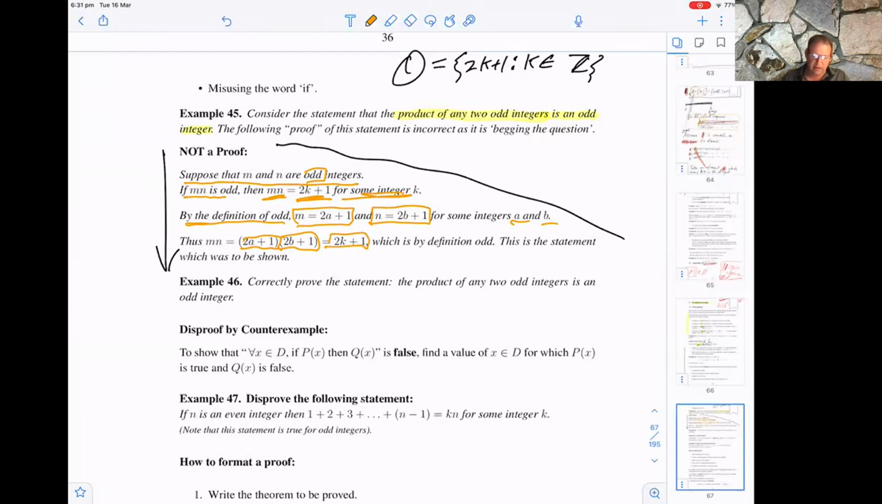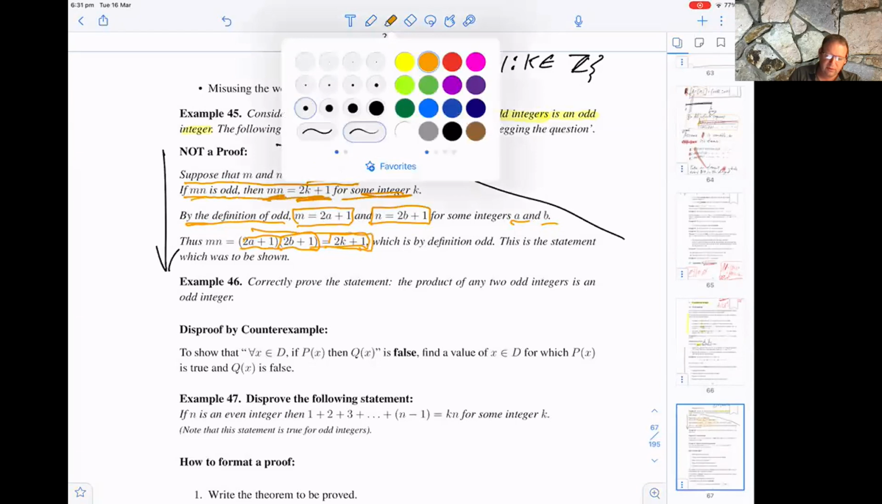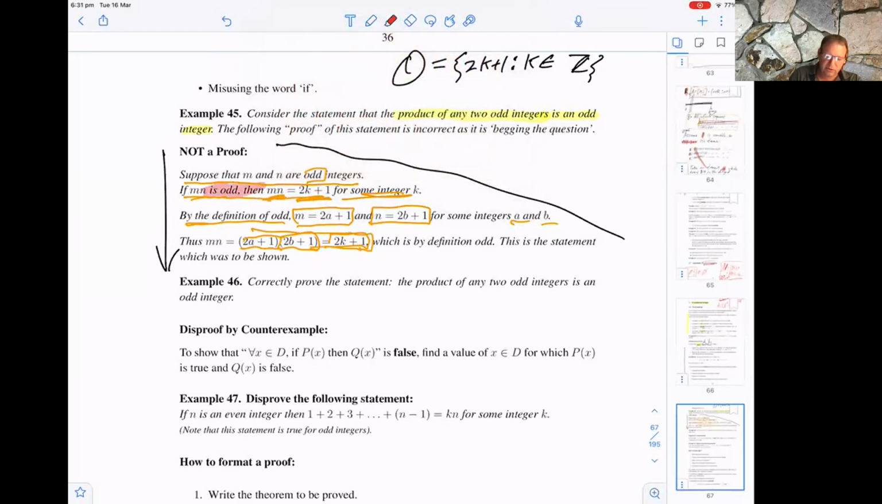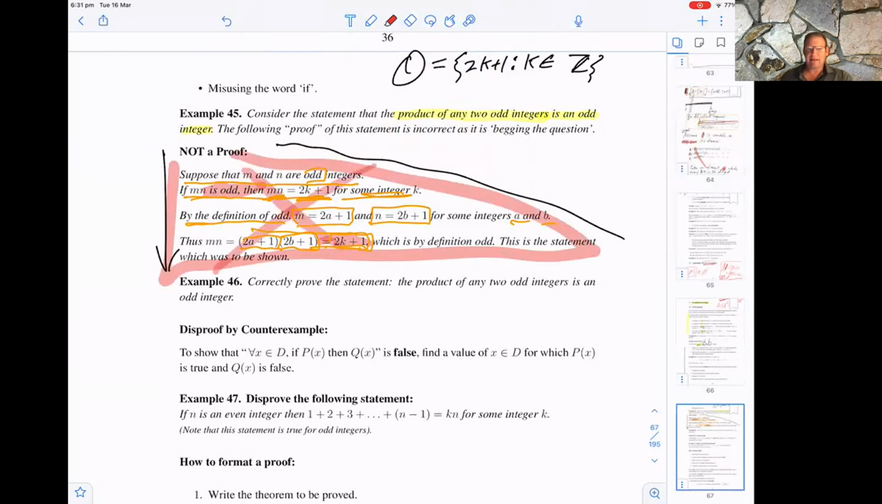But the thing is, it's not a proof, it's just not correct. If mn is odd, we assumed mn is odd. It's almost too trivially wrong. We said we're assuming m times n is odd, but we wanted to show it's odd. I hope that didn't confuse you. It's a wrong example, so this is not a proof, so it's bad.